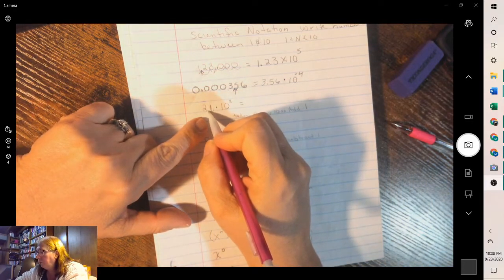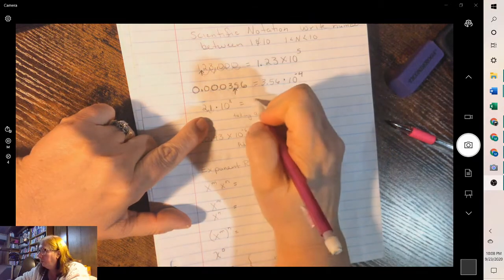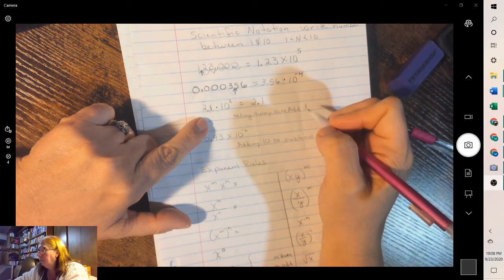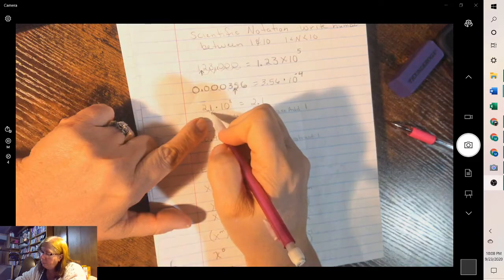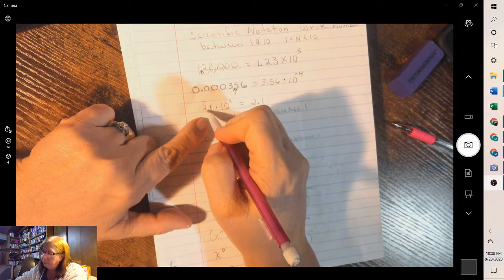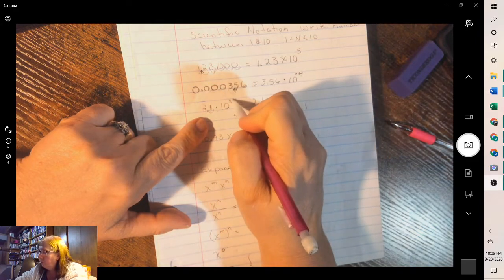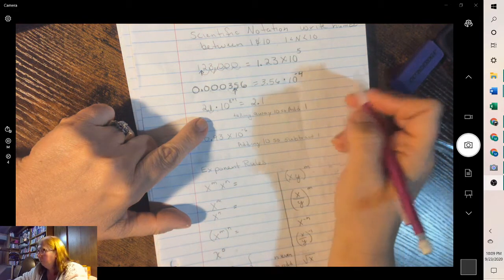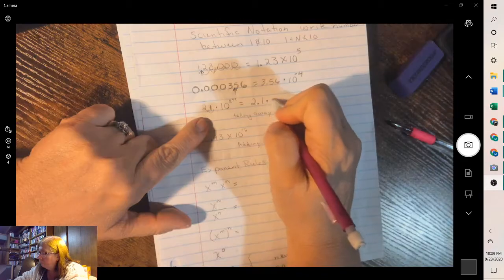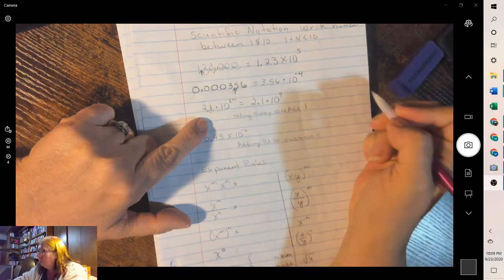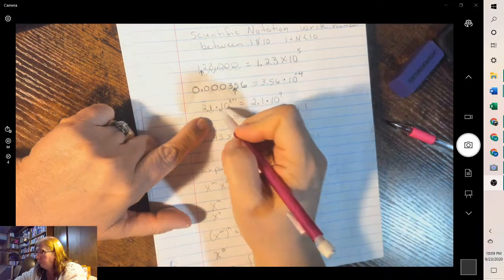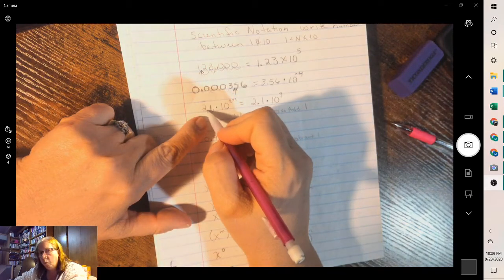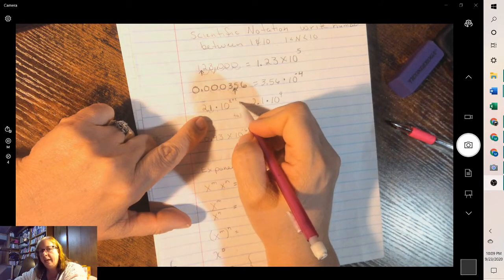So we need to move the decimal place over 1 so that it's 2.1. We are taking away a 10 position. So we need to add a 10's position. So it's 10 to the 9th. So here we're taking away 1. We need to add it.